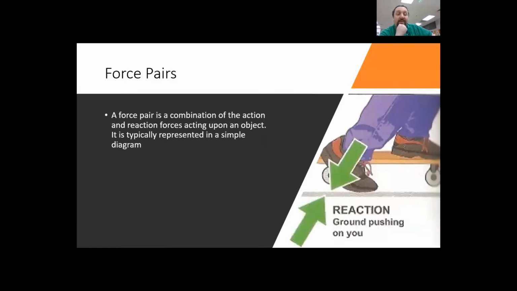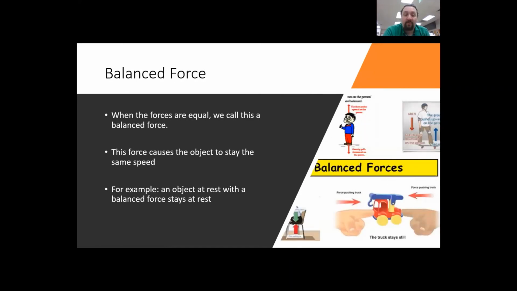Now, we call the combination of the force and the reaction force a force pair. We use force pairs to explore the world around us, and we're going to talk now about how some of those force pairs react. Balanced force is when the action force is equal to the reaction force. The object will stay the same speed, often not moving at all.